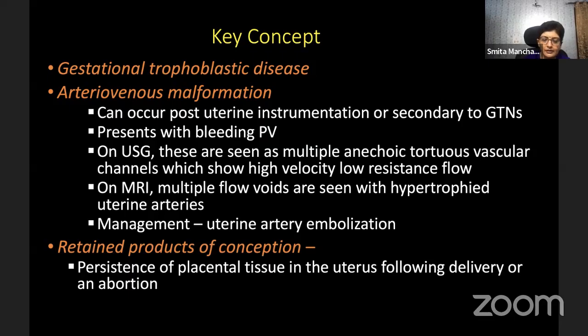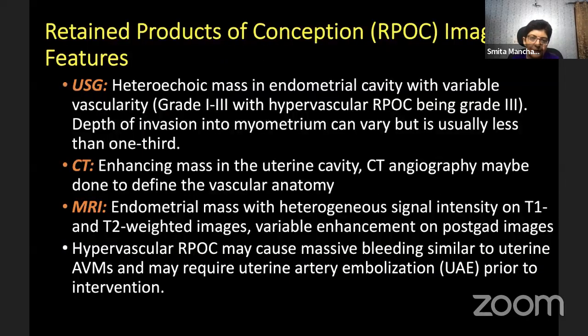So the patient choice is also important, whether they actually want to undergo a UAE or not. But in the highly vascular retained products of conception, many times they just follow the patient on medical management and they resolve by themselves. So the AVM can be one thing, that it is a part of the spectrum of the GTN, or it can be a primary AVM which has followed post-instrumentation.